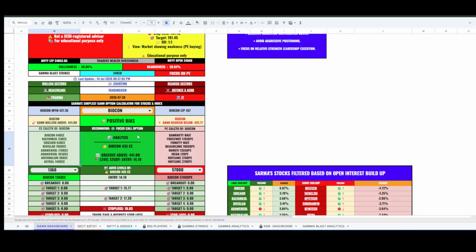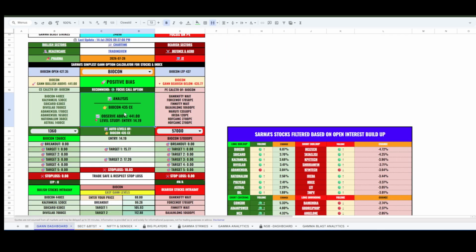it retrieves all the data, and it lets you know whether it is positive bias or negative bias. It also recommends whether to focus on call option or put option, depending on the bias. And then there is also an analysis to buy the 435 call option, observe above 441. That means when Biocon cash, I mean equity, crosses 441, then you can buy the 435 call option.